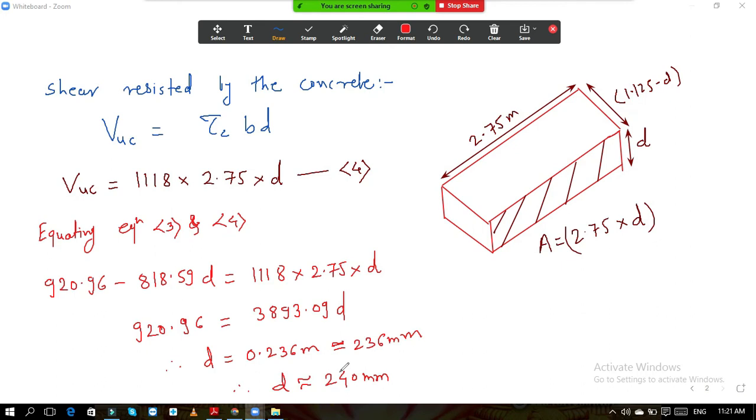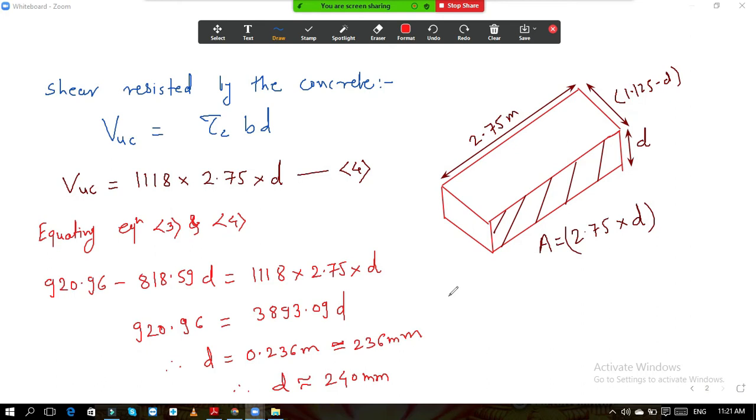So D is equal to 240 mm. Okay, so this is the depth from one way shear consideration. Now we have got two values. First is 460 mm from punching shear criteria, and now from one way shear criteria we got the depth of 240 mm.